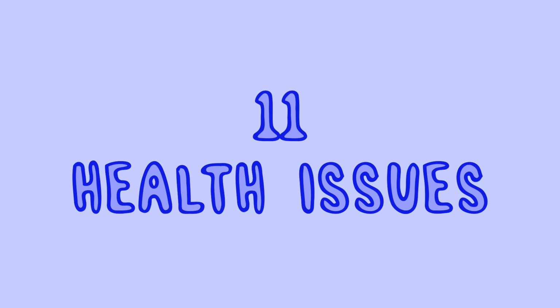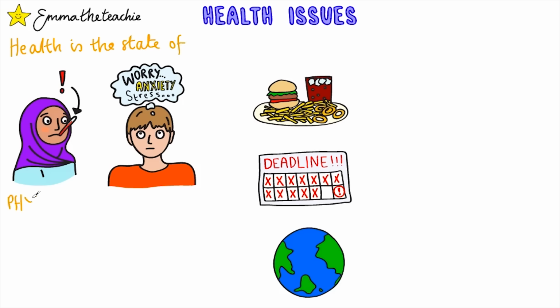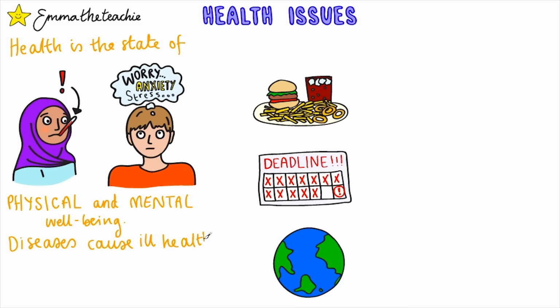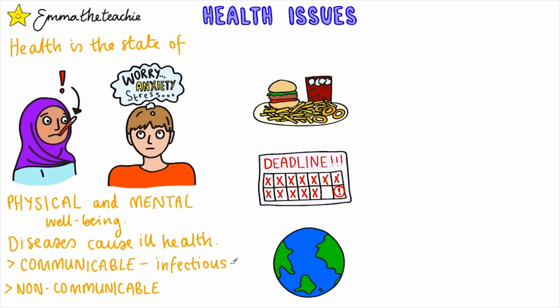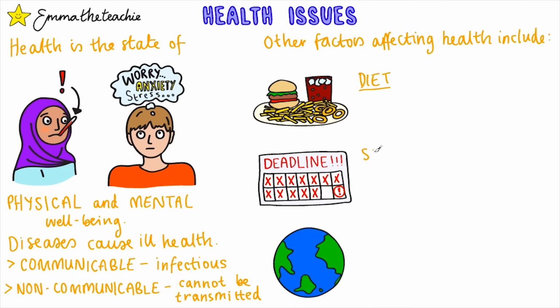11. Health issues. Health is a state of physical and mental well-being. It's important to remember that it is both physical and mental, not just one or the other. Diseases are major causes of ill health, and they can be split into two groups: communicable and non-communicable. Communicable means the disease is infectious and can be passed on from one person to another. Non-communicable means it cannot be transmitted. You'll learn about some non-communicable diseases in the next video, and you'll find out about communicable diseases in the infection and response topic.